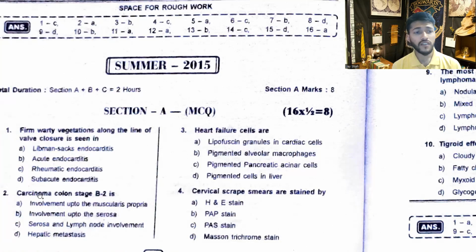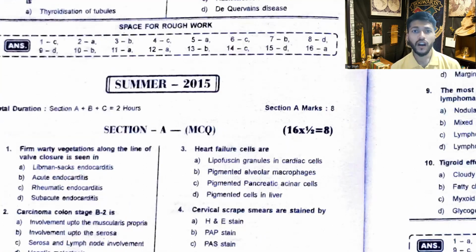More than enough. Firm warty vegetations along line of valve closure, typical definition. It has to be rheumatic endocarditis. Acute endocarditis has a large chunk or a large vegetation which extends up to the chordae. Libman-Sacks has vegetations on either surface. Subacute is multiple but distinct. They are not continuous, unlike rheumatic. Answer has to be rheumatic endocarditis.